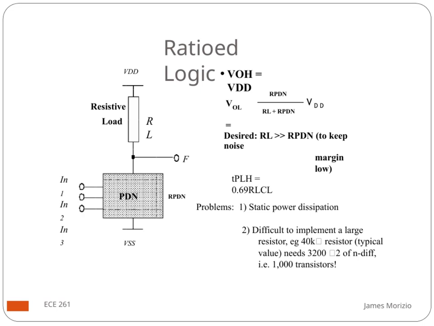Despite its simplicity, ratioed logic faces challenges. First, there is static power dissipation because the resistor continuously draws current when the output is low. Second, implementing a large resistor, say 40 kiloohms, physically requires a substantial area on the chip, roughly equivalent to 3,200 square micrometers of n-diffusion, which translates to about 1,000 transistors. This makes it impractical in many integrated circuit designs. Understanding these trade-offs is crucial when deciding whether ratioed logic fits a particular application. It highlights the balance between simplicity, power consumption, and silicon area efficiency.